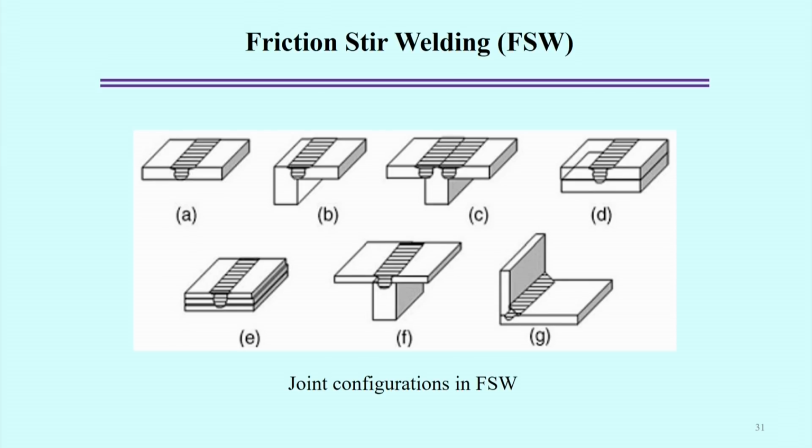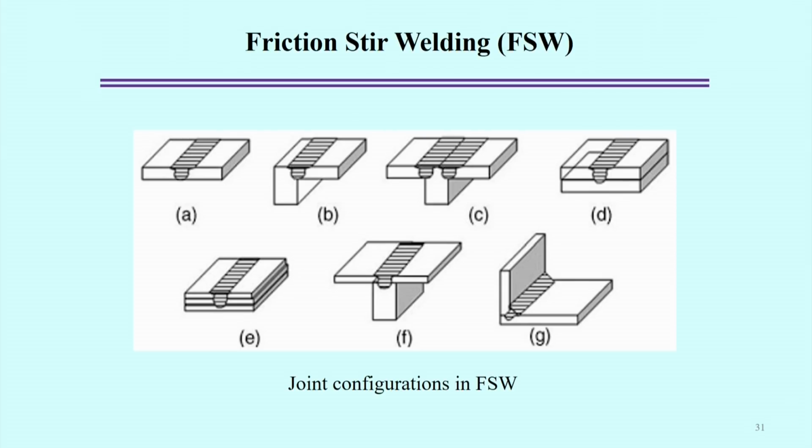So, this is one type of joint configuration that can be done using the friction stir welding process. If you look into B, it looks like an L pattern, the two materials are kept in such a way, but basically it is a butt joint configuration. The two materials can also be joined in this configuration.